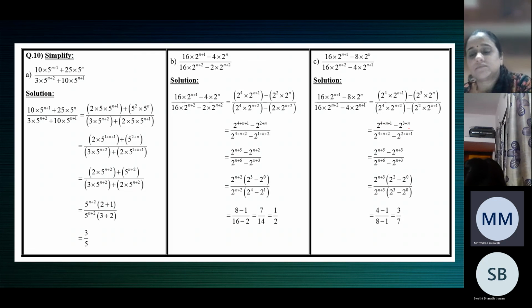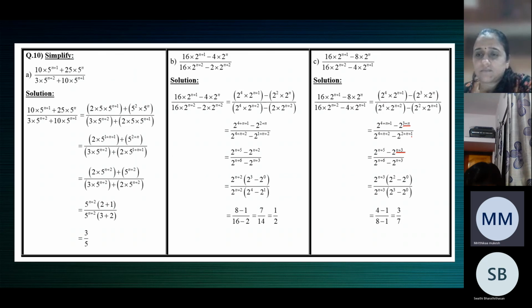Next minus 2 to the power 3 plus n is minus 2 power n plus 3, ma'am, and by 2 power 4 plus n plus 2, 4 plus 2 is 6, so it will be n plus 6, ma'am, minus 2 plus 1 is 3, ma'am, so 2 power 3, 2 power n plus 3, ma'am. Very good.